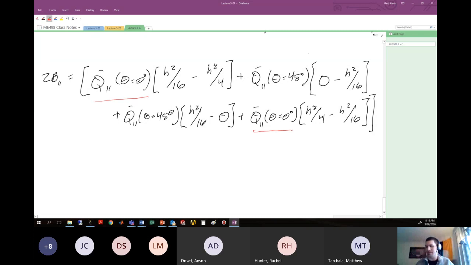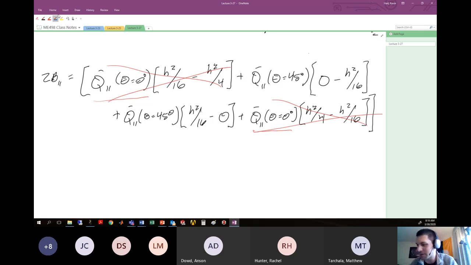Okay, so we have these sorts of things that pop up from what would be the first layer and the fourth layer. You'll notice here that we have a negative h squared on 16 minus h squared on 4 term, and here we have a positive h squared on 4 and a negative h squared on 16. So there's going to be some canceling here: positive h squared on 16, negative h squared on 16, negative h squared on 4, positive h squared on 4. So the contribution of these two cancels out.